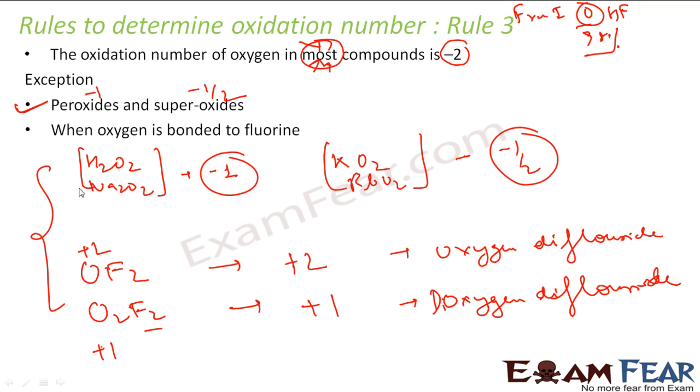Right? And in the case of peroxides, H2O2 and Na2O2 like this, it is -1. And in the case of superoxides, for example KO2, RbO2, it is -1/2. These are exceptions, but in most cases it is -2.